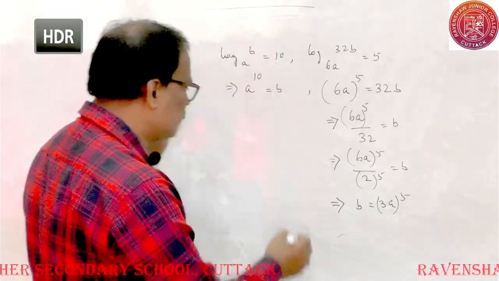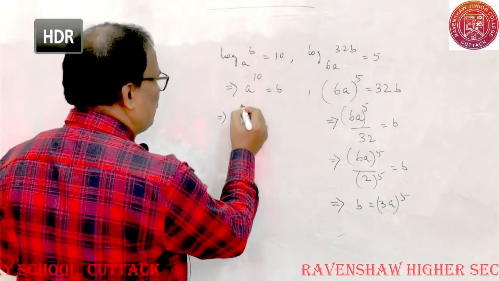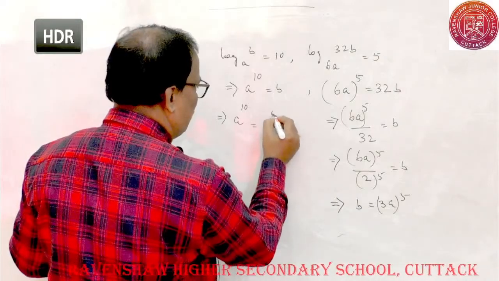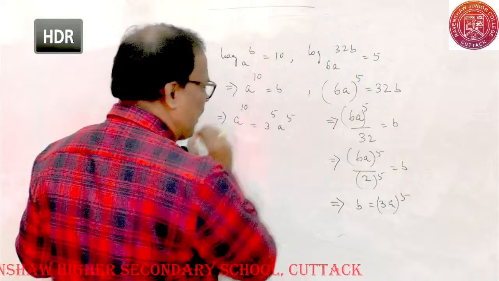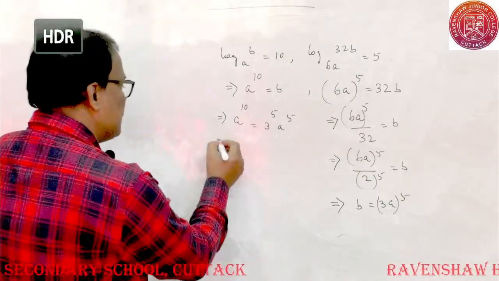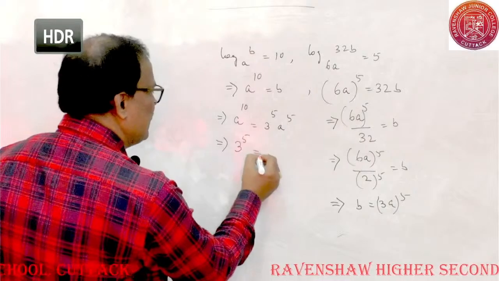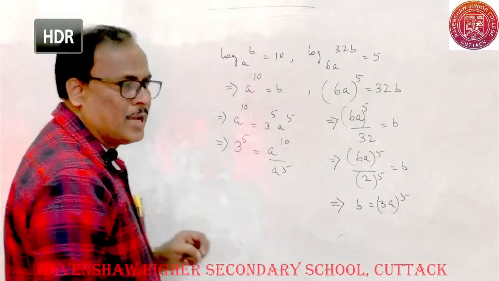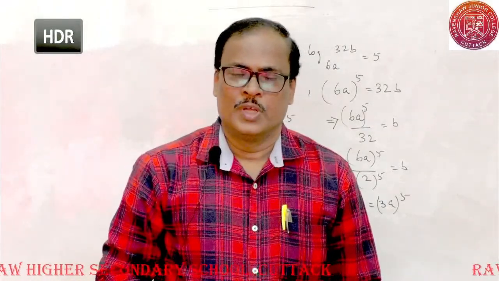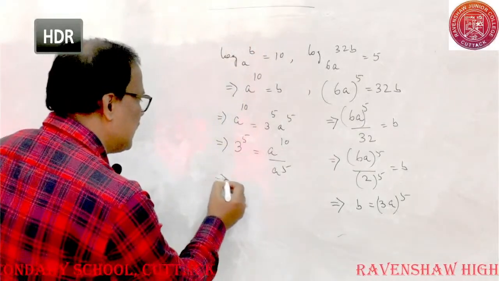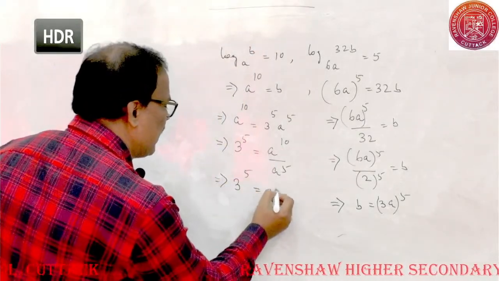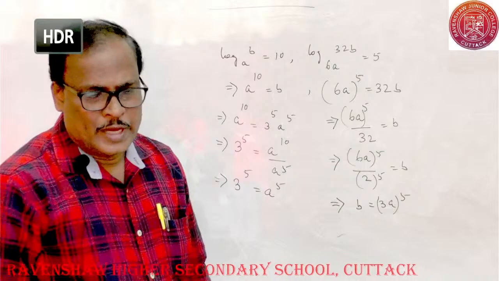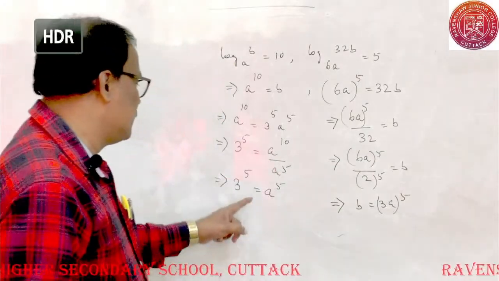That is, this implies that a to the power 10 is equal to 3a to the power 5. Separating, this implies that 3 to the power 5 is equal to a to the power 10 divided by a to the power 5. The bases are the same, so we subtract the powers. We get that 3 to the power 5 is equal to a to the power 5, since 10 minus 5 is 5.